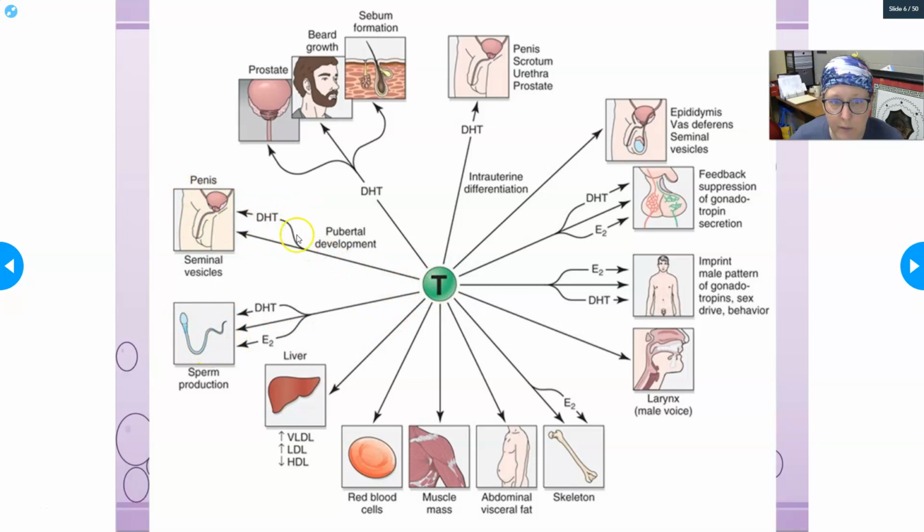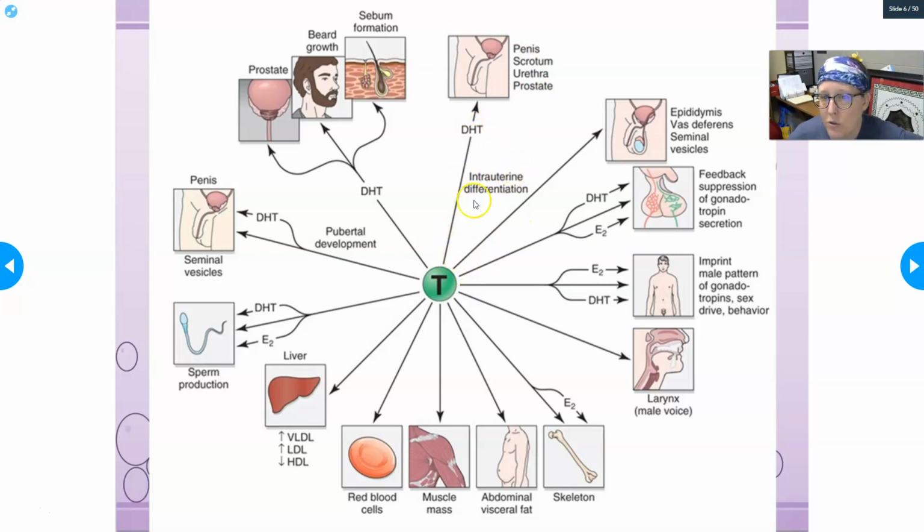Then pubertal development, puberty, so the presence of testosterone is going to facilitate that. Some of the things that it's going to do in puberty are facial hair growth, the prostate will develop and grow, sebum formation, so their skin all of a sudden gets oily, they may get acne and stuff. It'll develop the penis, scrotum, urethra, prostate, all of that.